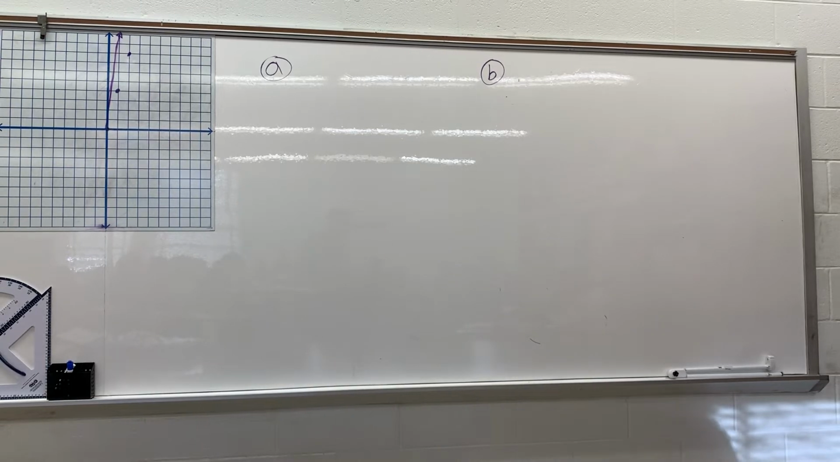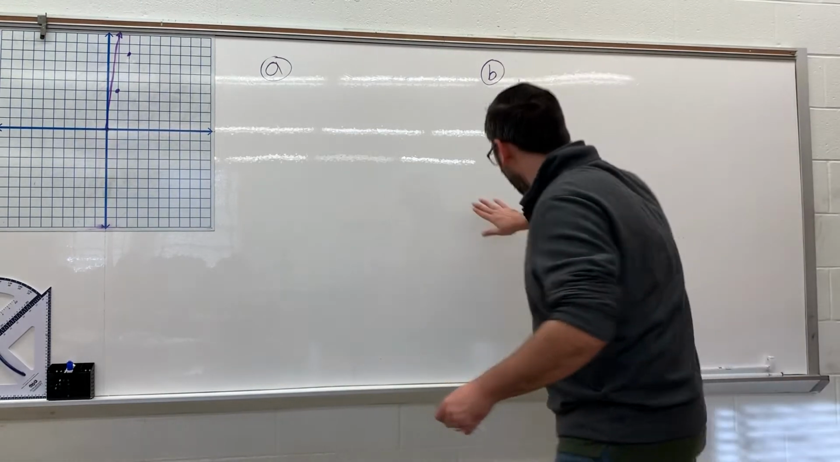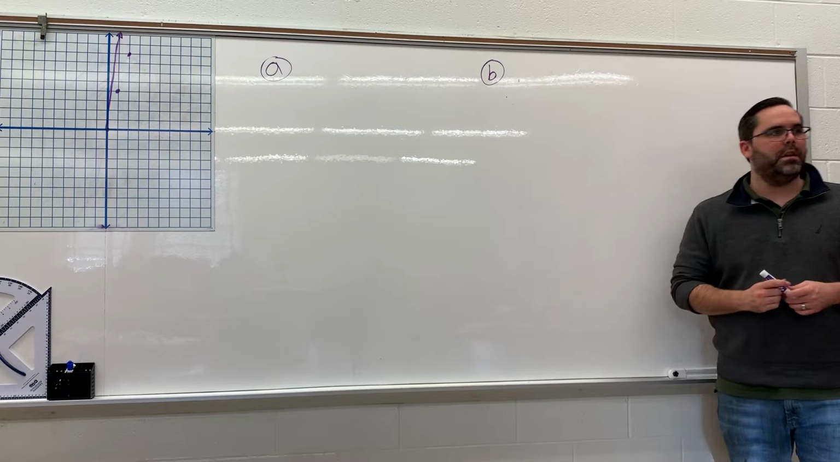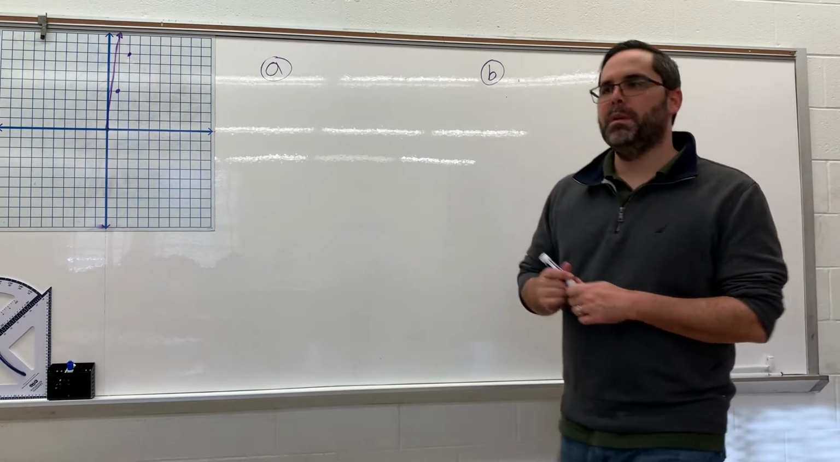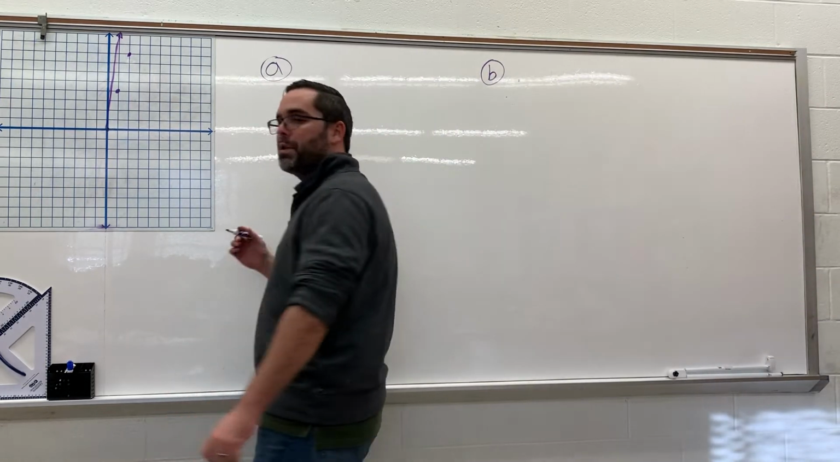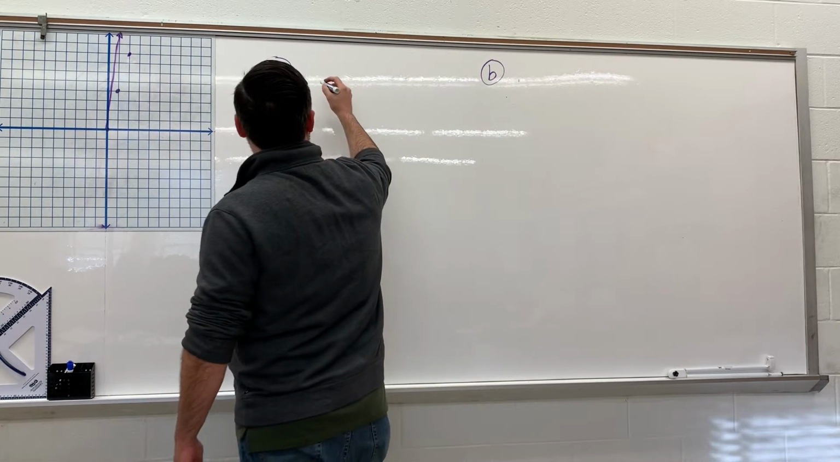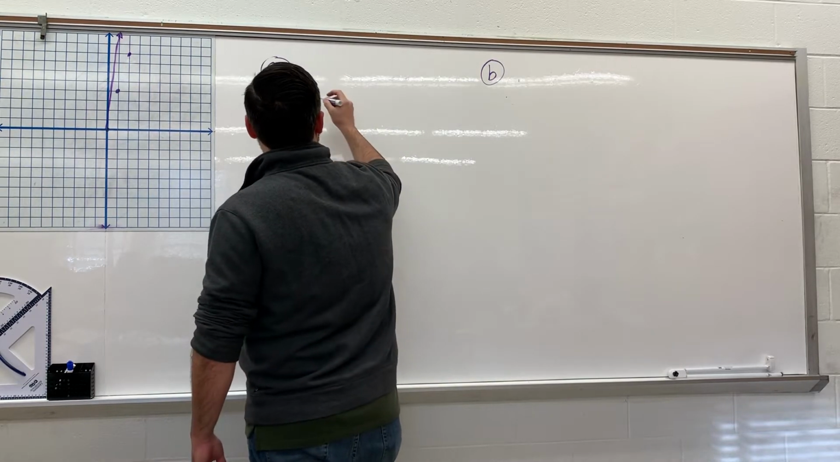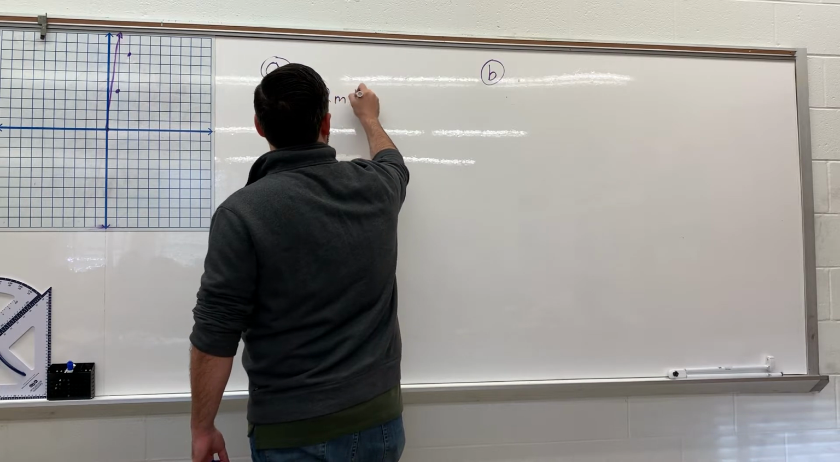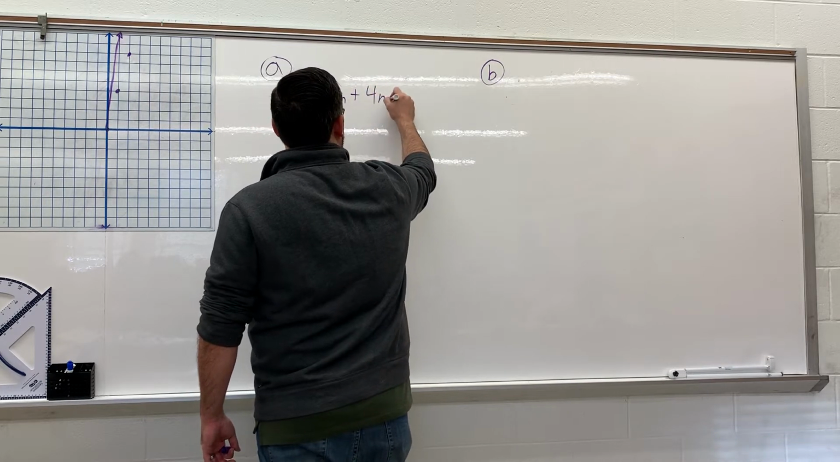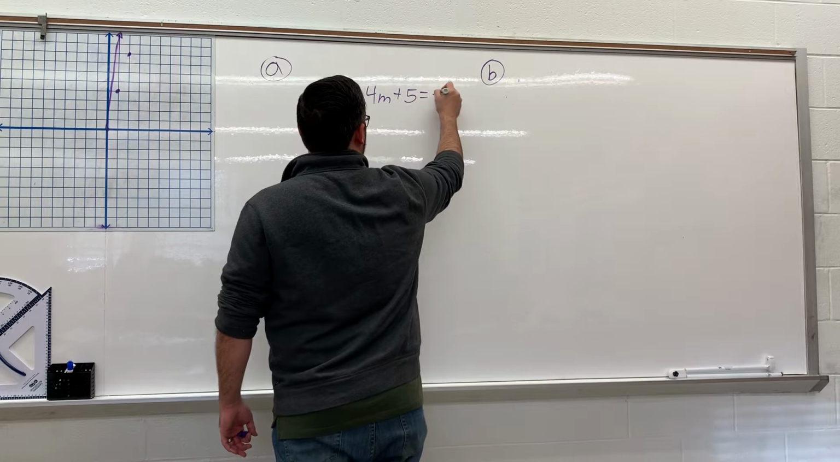Okay, so let's do multi-step equations. This one is going to be involving combining like terms. Kazi, read for me, please. Negative 2m plus 4m plus 5 equals negative 3.